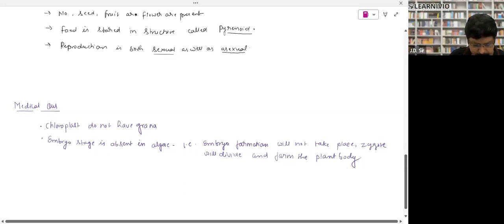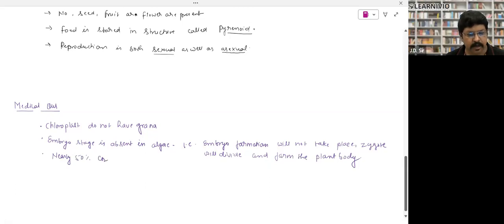And economic importance, that we will discuss one by one. One more important thing, nearly 50% carbon dioxide is fixed by algae. So algae fix approximately 50% of the carbon dioxide, right? Of the whole earth, of the whole world.